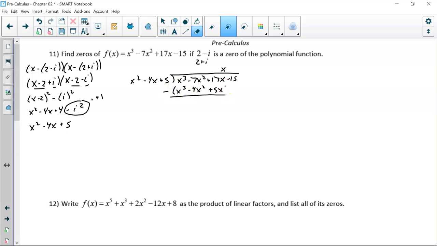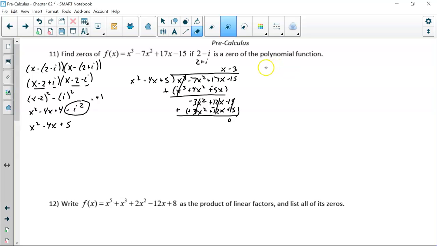We're subtracting, so distribute the negative, change every single sign. Cancel. Negative 3x squared plus 12x minus 15. x squared to become a negative 3x squared, multiply by a negative 3. Negative 3x squared plus 12x minus 15. Subtracting, so change all the signs, distribute that negative, and we get a remainder of 0.